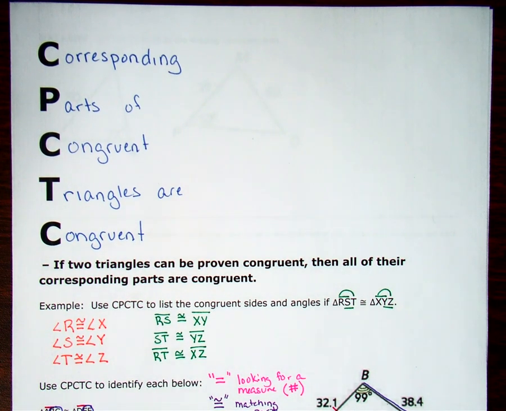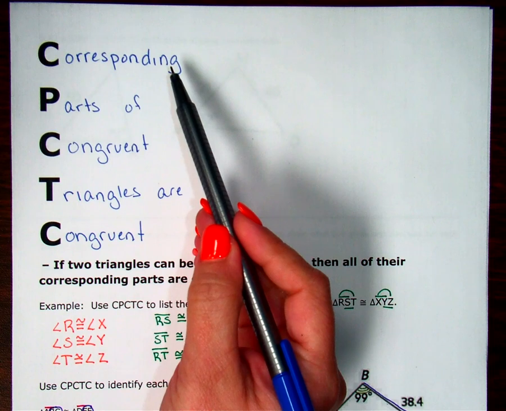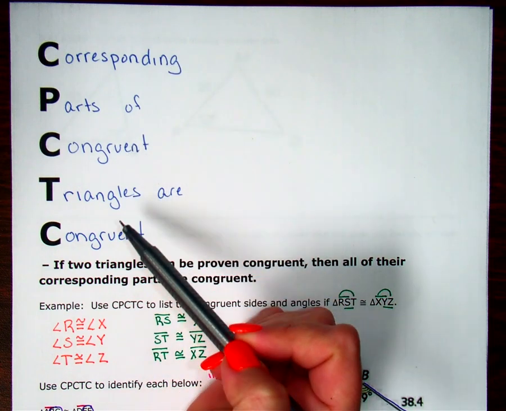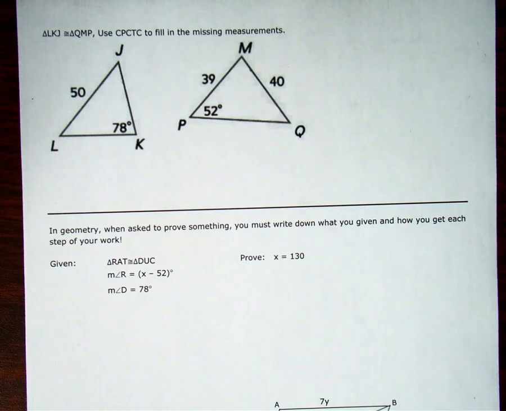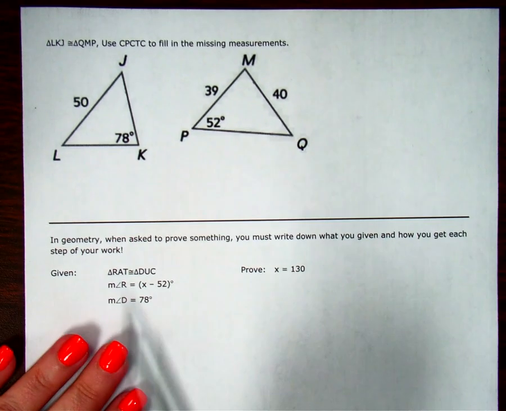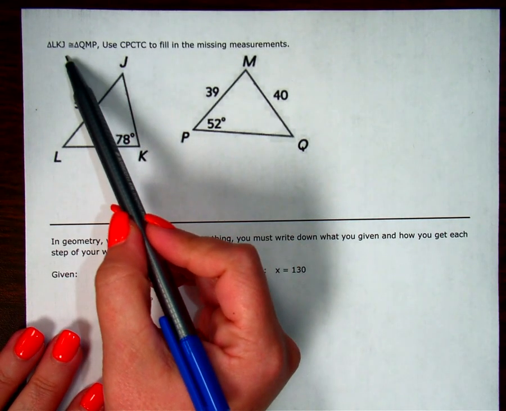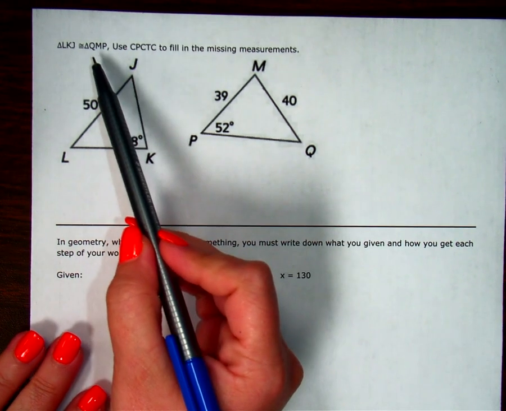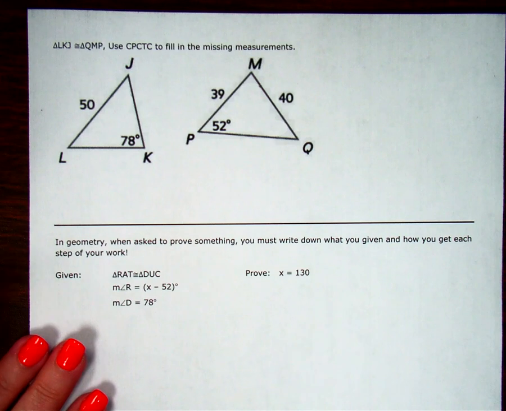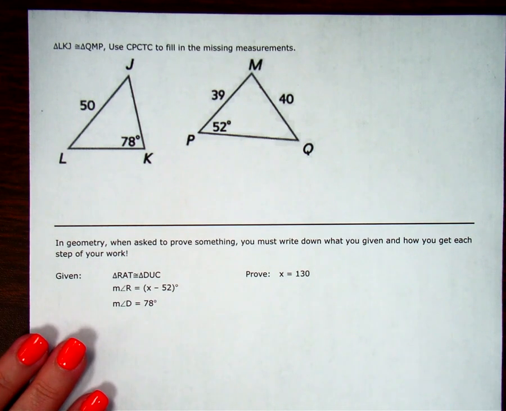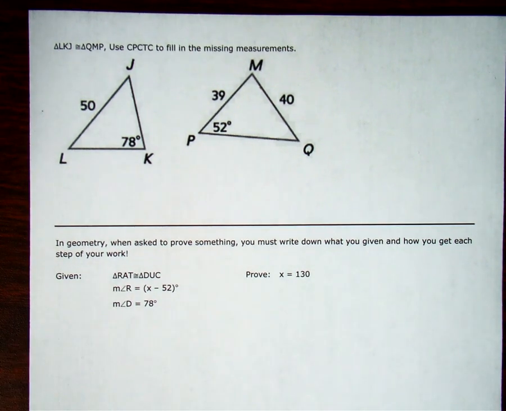But corresponding parts, or remember that means matching parts of congruent triangles, are also congruent. Okay? So let's look at an example of how we apply that. If I know that triangle LKJ is congruent to triangle QMP, I can use corresponding parts of congruent triangles being congruent to fill in all the missing measurements.